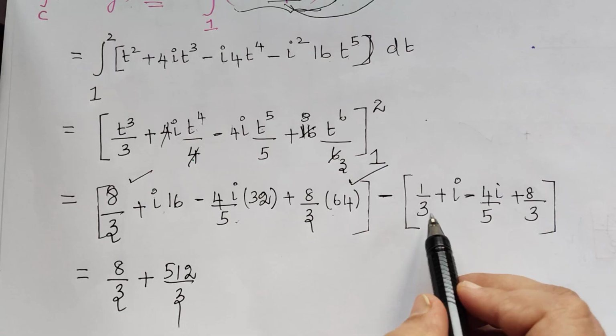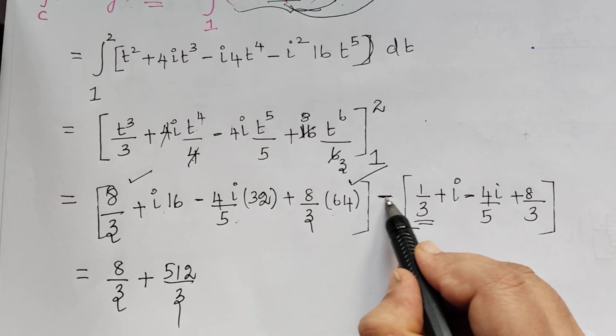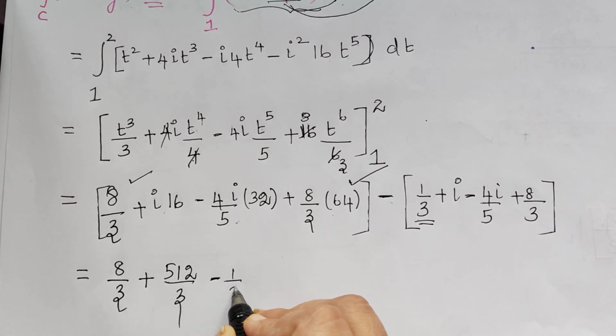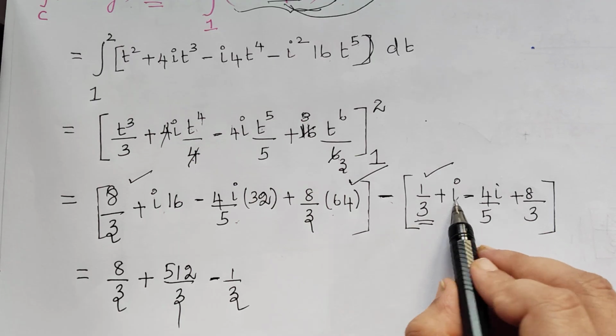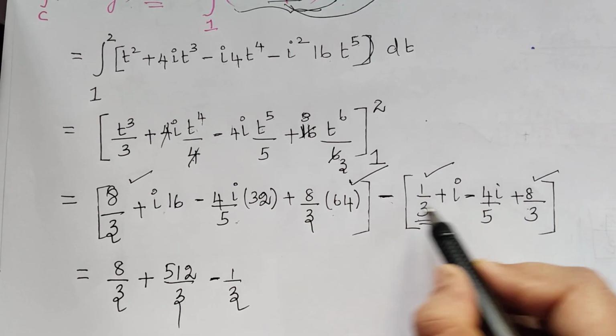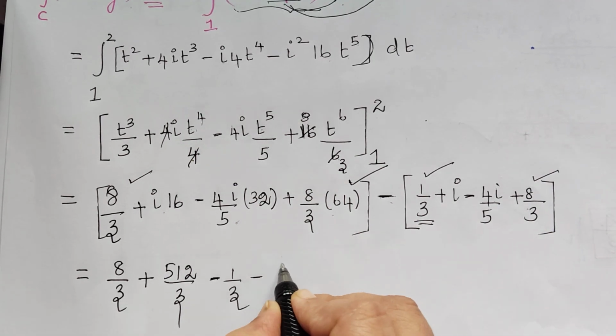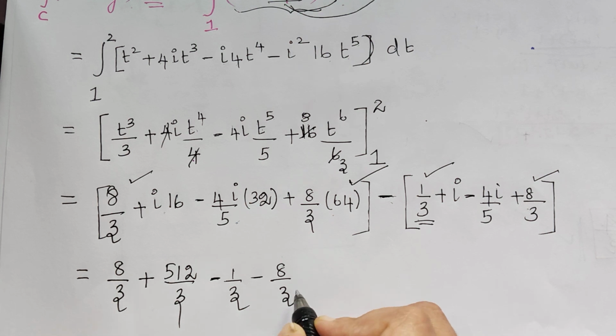Real part. And what about this? This is a real part. We have a minus here. So minus 1 by 3. So this is a real part. Imaginary, imaginary, and this is real. Along with this minus, we have minus 8 by 3.